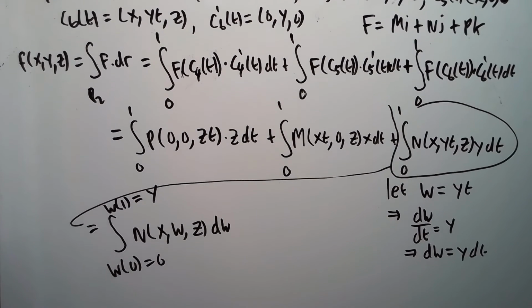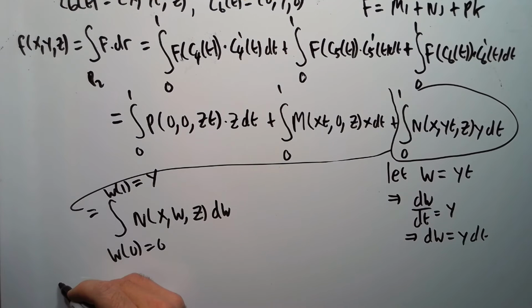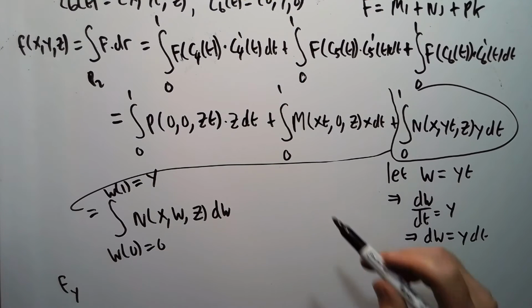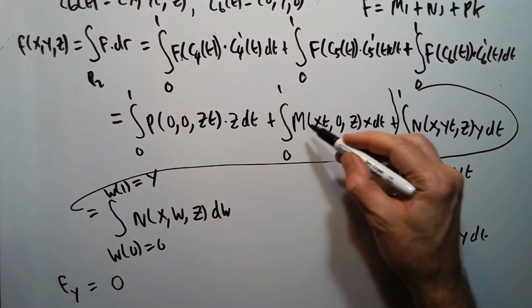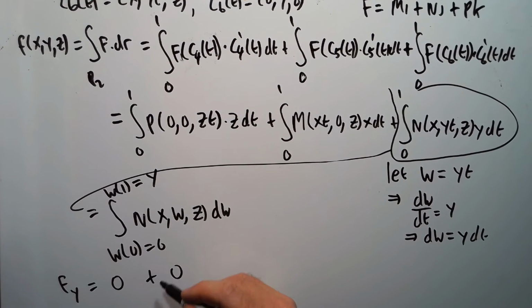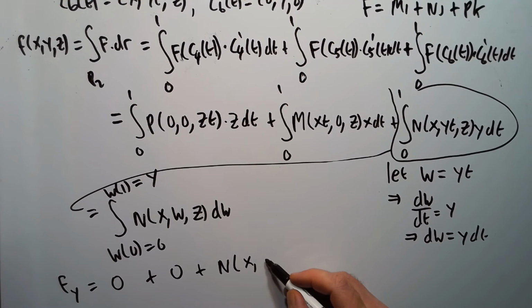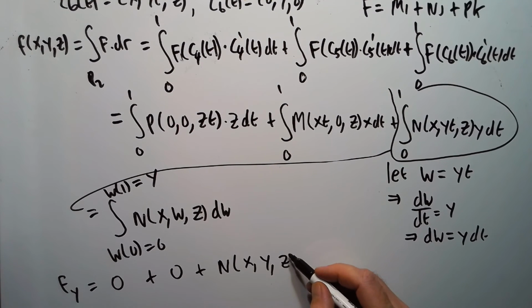Okay, now we're going to look at the derivative, so it'll be small f with respect to y this time. This guy doesn't have a y, so it's 0. This doesn't have a y, so it's 0. And using the FTC on this like we did on the other one, it's just going to end up being N(x, y, z). Okay, we have one more path to look at.